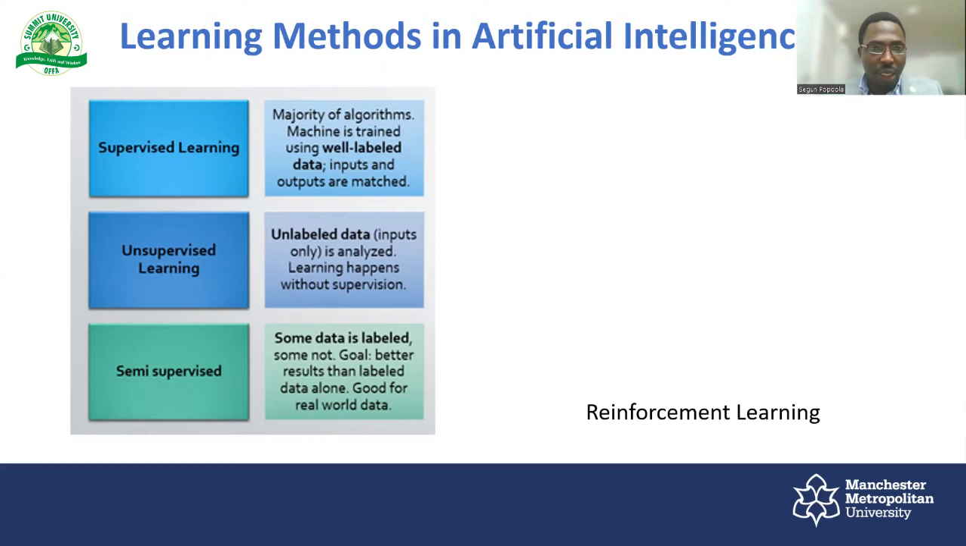The first is supervised learning. This is a situation whereby the majority of AI algorithms fall under this category. In this situation, the machine is trained using well-labeled data. That is, your data is labeled, well annotated. For example, if you have images of faces, you have labeled each of the images as, okay, this is male, this is female. So you've annotated the images. But when you only have the input data with no label, you've not labeled the output of the data, that can be categorized as unsupervised learning.